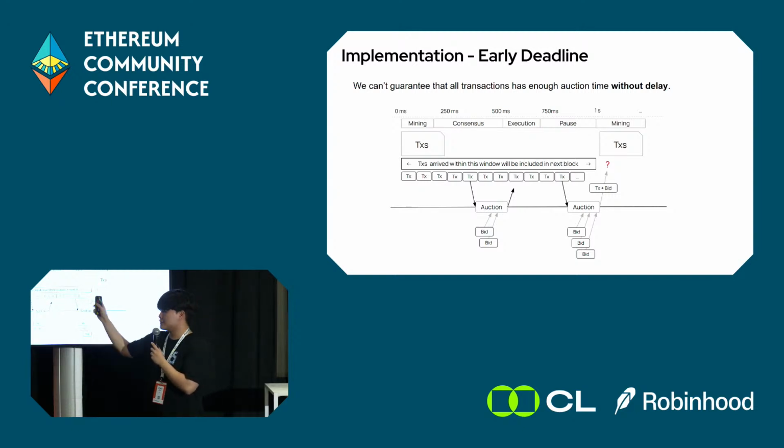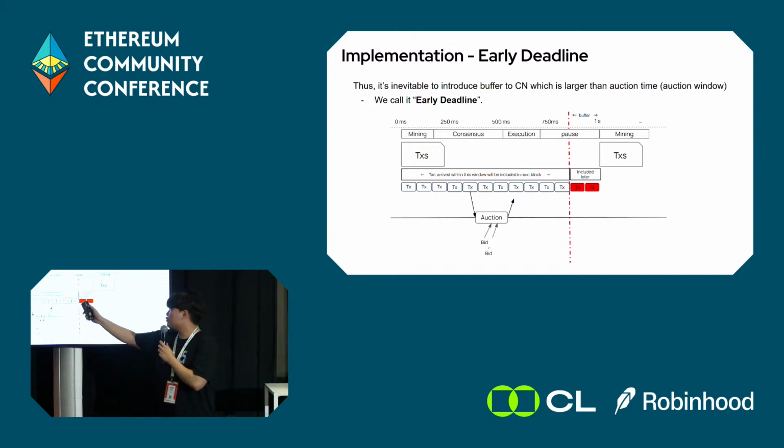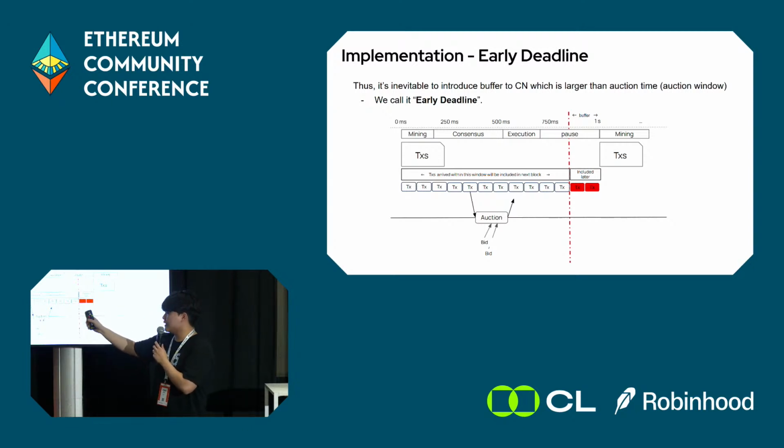So we need to solve this problem by introducing some delay buffer, which we call the early deadline. As I explained before, it's inevitable to introduce the buffer delay, which we call the early deadline. Transactions arriving after the buffer cannot be included in this block, but in the next block. To do this, searchers can send a bid for this transaction not for this block, but for the next block.